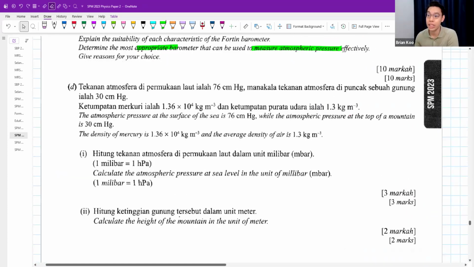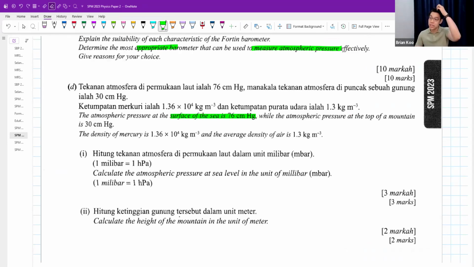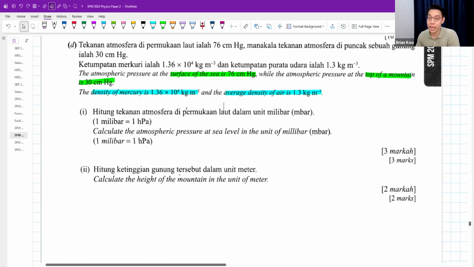The atmospheric pressure on the surface of the sea is 76 cm Hg. Hg means mercury. Atmospheric pressure at the top of the mountain is 30 cm Hg. Density of mercury is this. Average density of air is this. Calculate the atmospheric pressure at sea level in the unit of millibar.